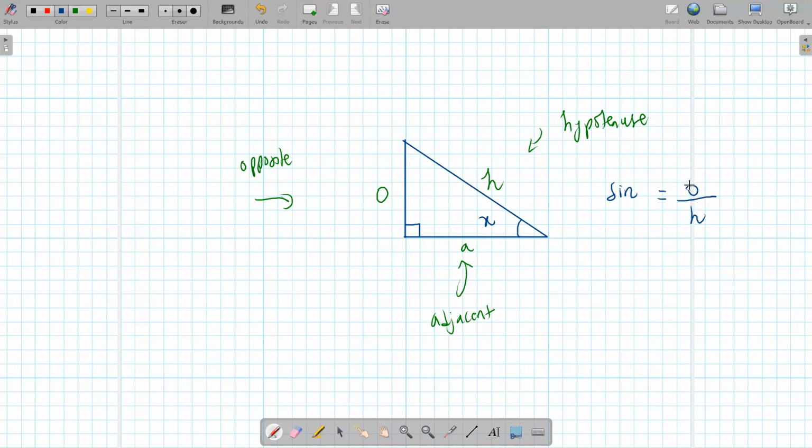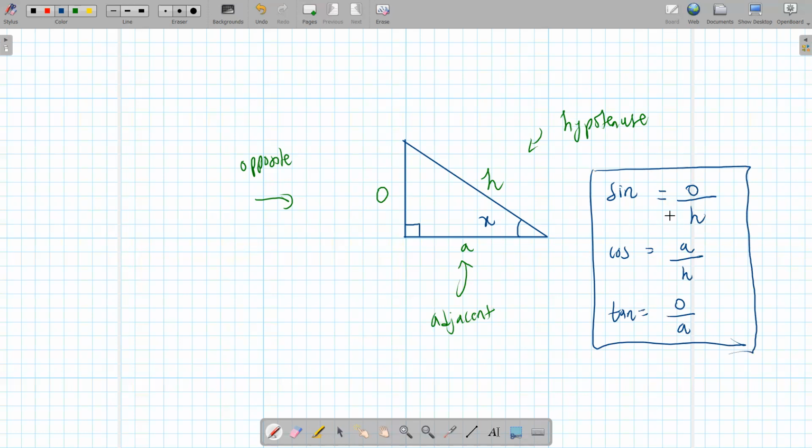Okay, sine is O over H. I know you have a button on your calculator called sine. And there's 3 of these ratios. The next one is called cos, and cos is equal to A over H. And then finally there's tan. Tan is O over A. And this is going to be the bread and butter of this unit.